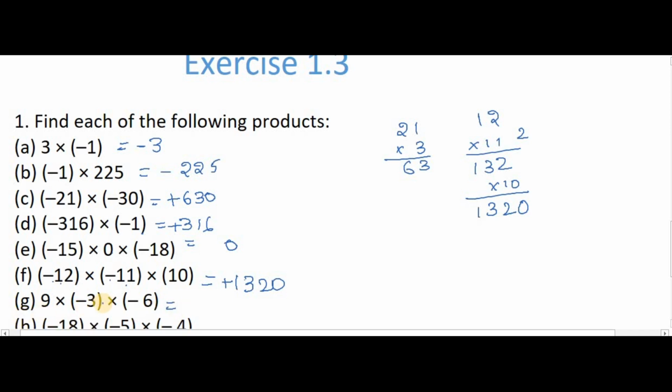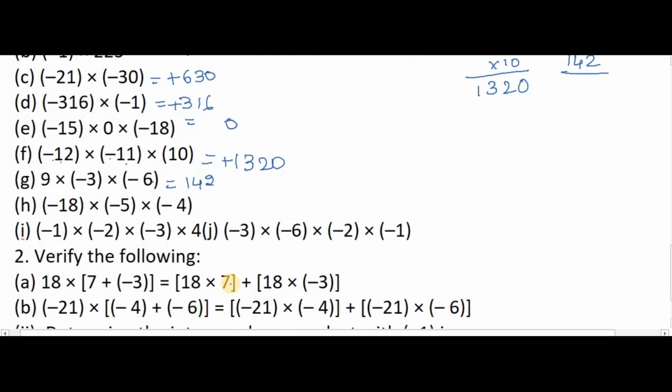9 3s are 27. 27 into 6, how much we will see now. 6 7s are 42. 6 2s are 12 plus 4, 16. 162. And minus into minus is plus. Now we'll move on to the next question. 18 5s are 90. 9 4s are 36, so 360. Minus into minus plus. Plus into minus is minus.